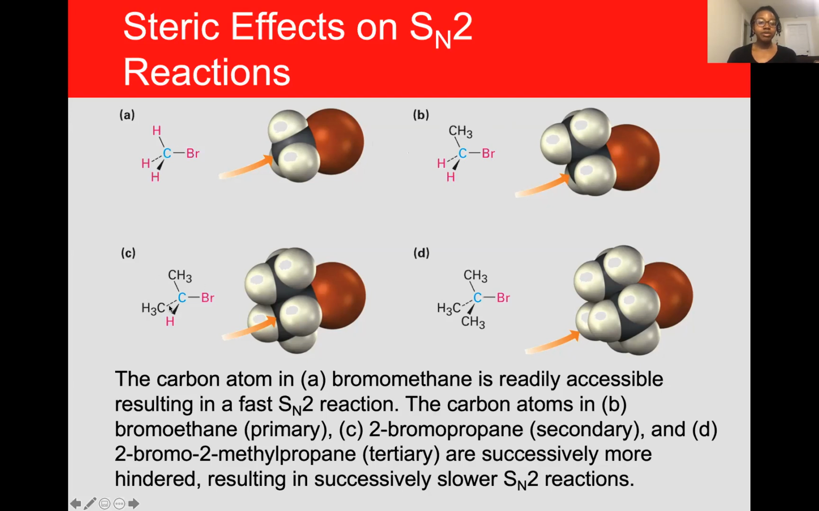As you increase it and move to a secondary alkyl halide, it is even more difficult for your nucleophile to attack and to lose your leaving group. And with tertiary, it's the most difficult and very unlikely to happen. So you notice these methyl groups here are preventing us from even seeing the carbon that is your reacting center, showing that a nucleophile has a hard time reacting with that carbon and knocking off your leaving group.